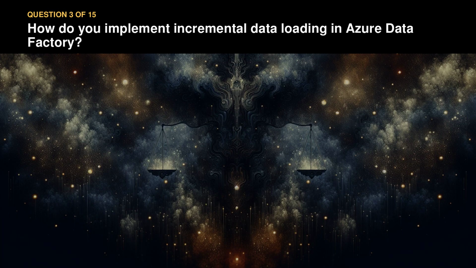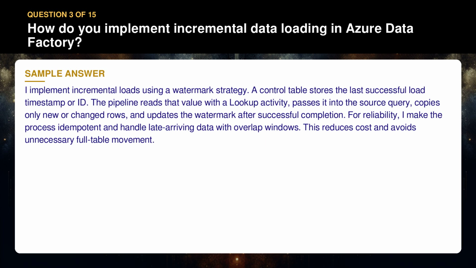Question 3. How do you implement incremental data loading in Azure Data Factory? I implement incremental loads using a watermark strategy. A control table stores the last successful load timestamp or ID. The pipeline reads that value with a lookup activity, passes it into the source query, copies only new or changed rows, and updates the watermark after successful completion. For reliability, I make the process idempotent and handle late arriving data with overlap windows. This reduces cost and avoids unnecessary full table movement.